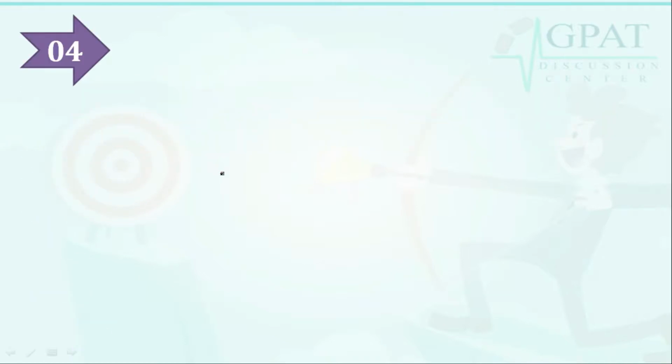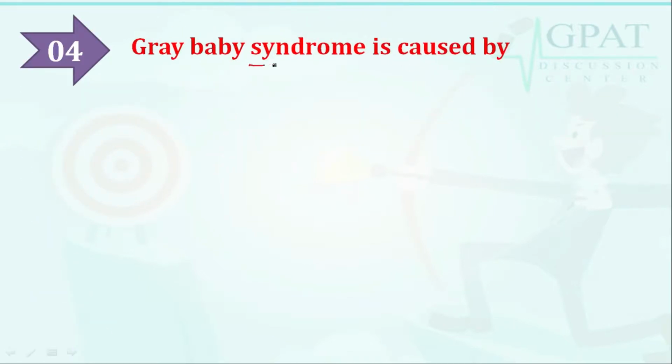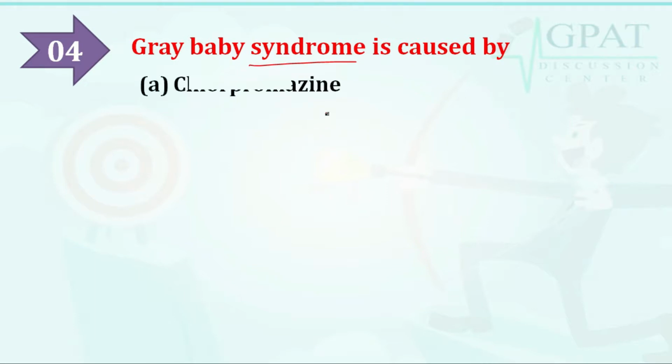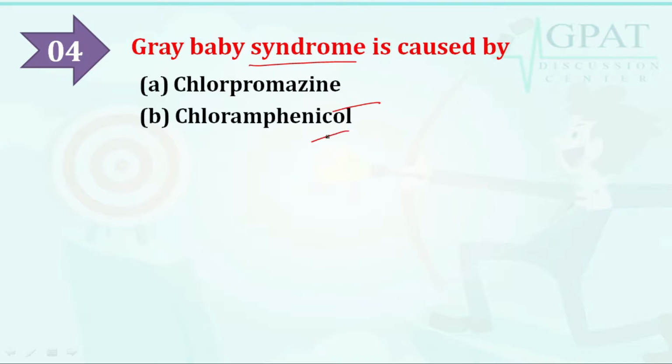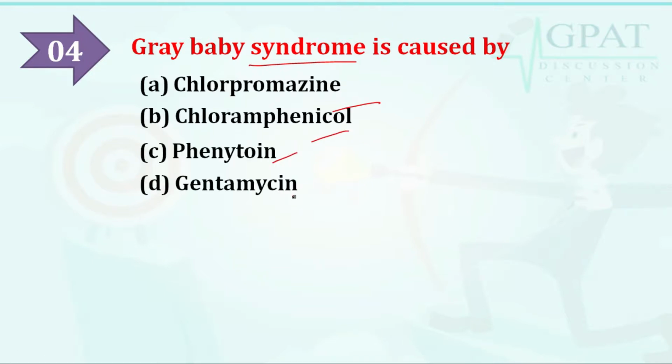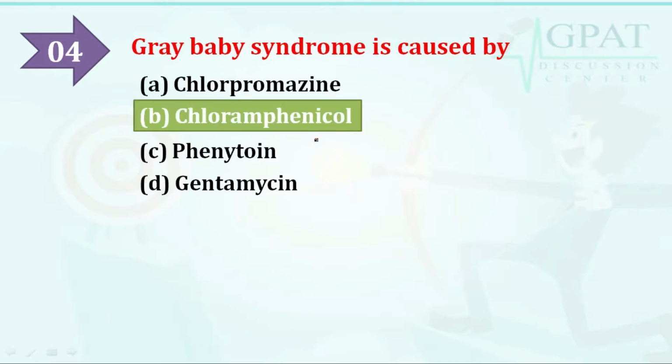Moving on to the next question. Gray baby syndrome is caused by, and the options are: option A, chlorpromazine; option B, chloramphenicol; option C, phenytoin; option D, gentamicin. So gray baby syndrome is caused by which drug? It is the most important question asked in every competitive exam. What is the correct answer, students? The correct answer is chloramphenicol. Chloramphenicol has the gray baby syndrome side effect.